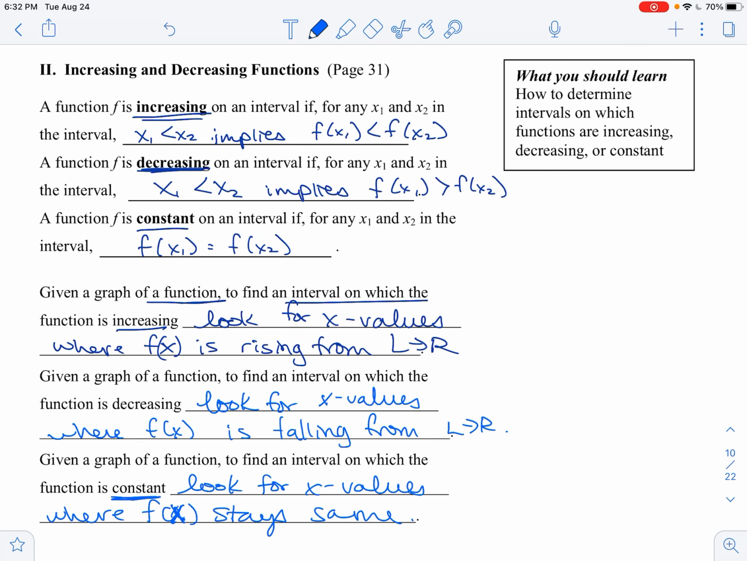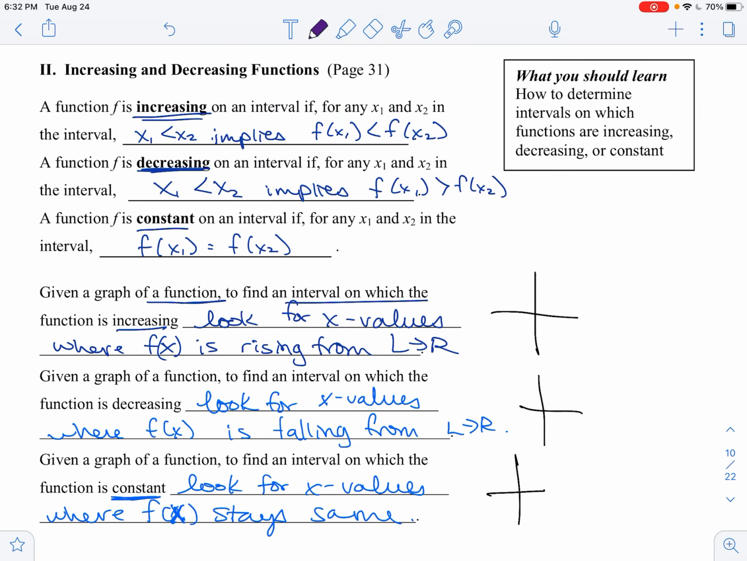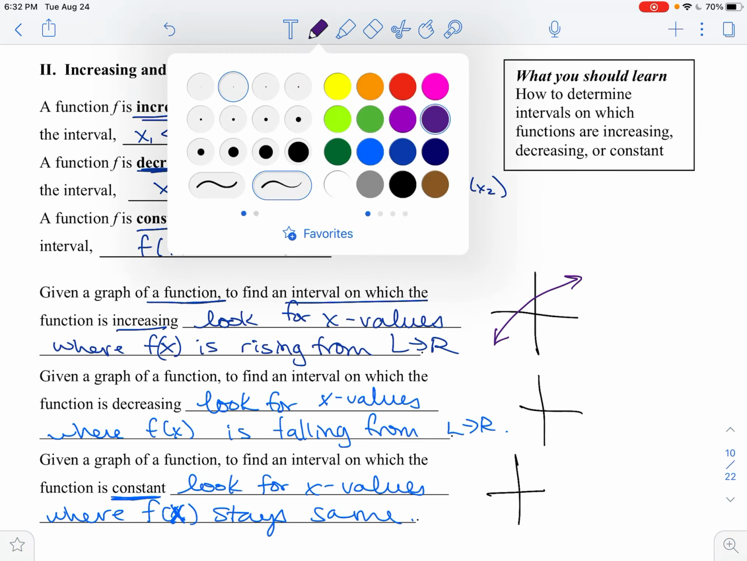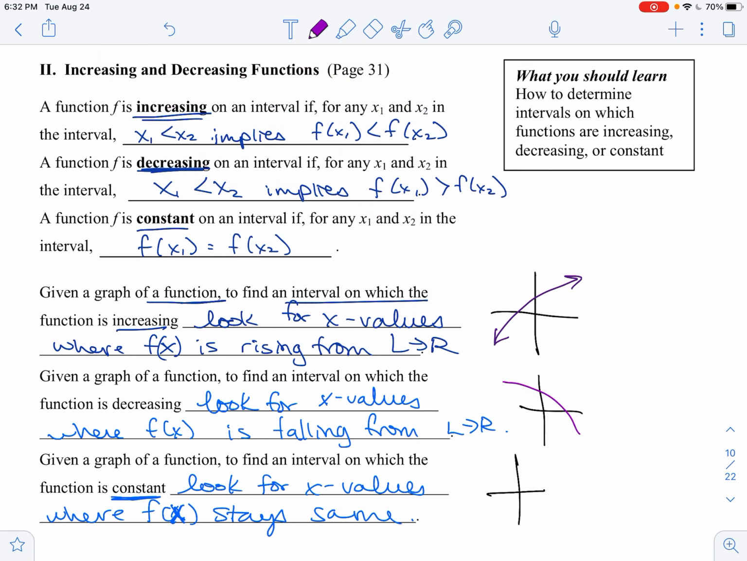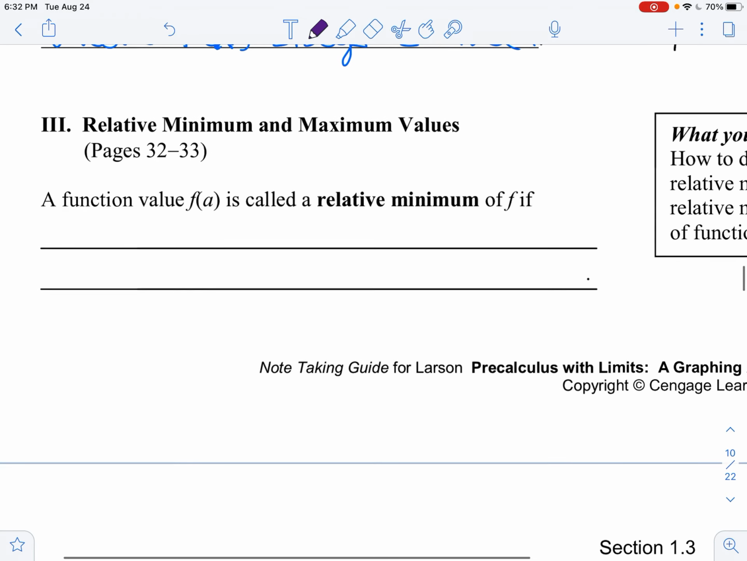And here's what that looks like. If we've got a graph that looks like this, that's increasing. If we have a graph that looks like this, that's decreasing. And if we have a graph that for a portion of it looks like this, flat, that's constant. So let's look at relative maximum and minimum values.